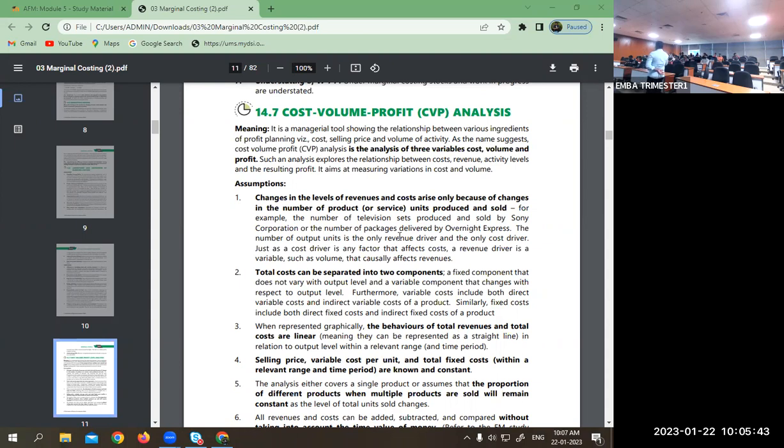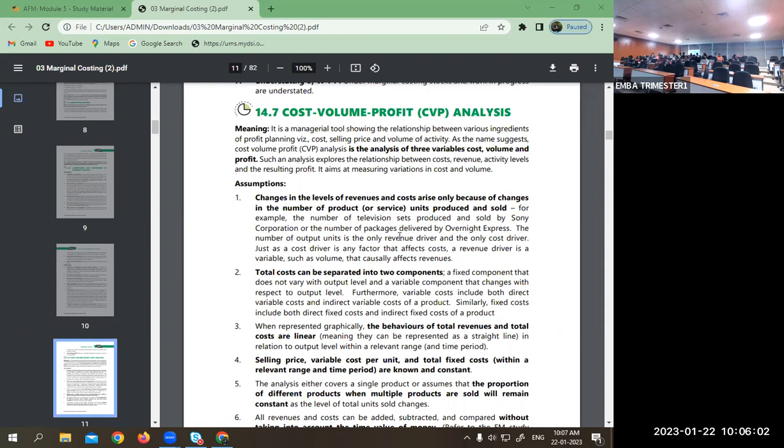Okay, volume of output increases, selling price remains constant, also profit increases. Okay, another one is cost. How much cost? Cost is having an indirect relationship, volume is having a direct relationship. So this analysis is called CVP analysis, otherwise it can be called break-even analysis.